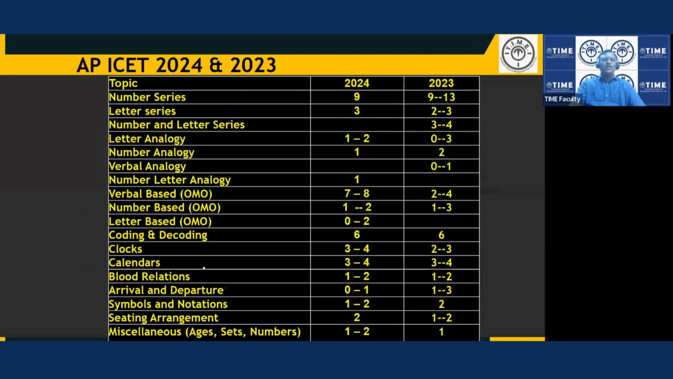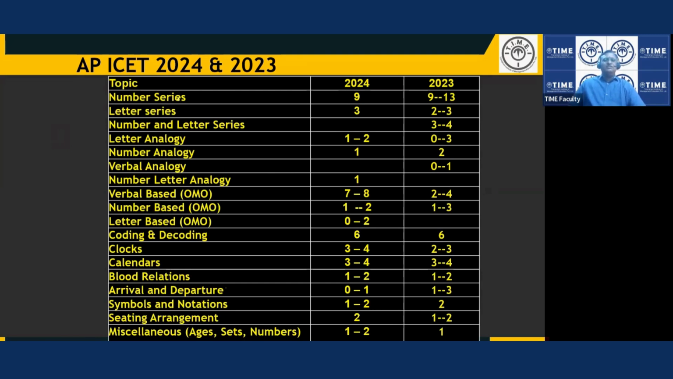Now, this is the screen I have given you. This is the APICET 2024 and 2023. Then you compare here. See, the weightage is not exactly the same for every topic in every year. It will fluctuate by plus or minus 1 or 2 questions.